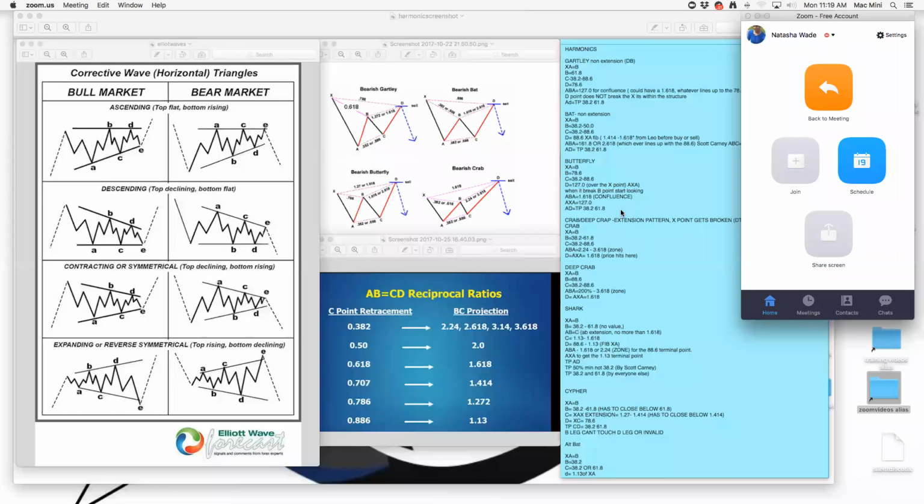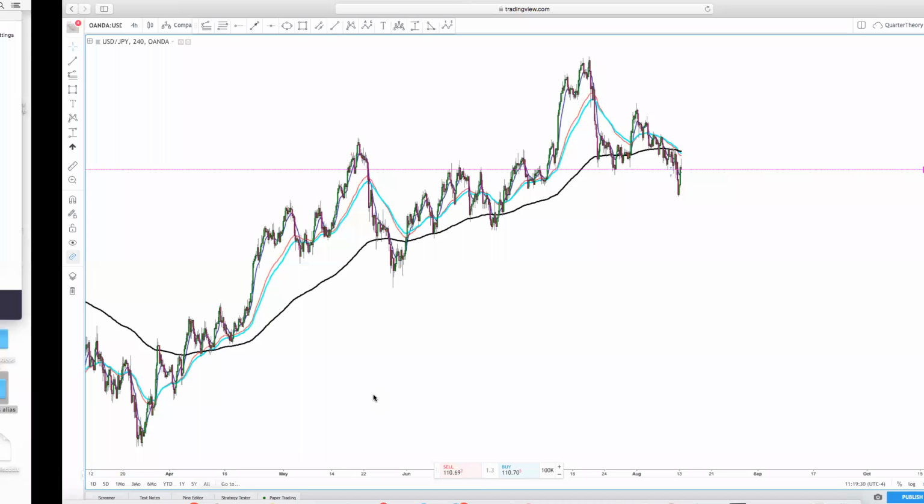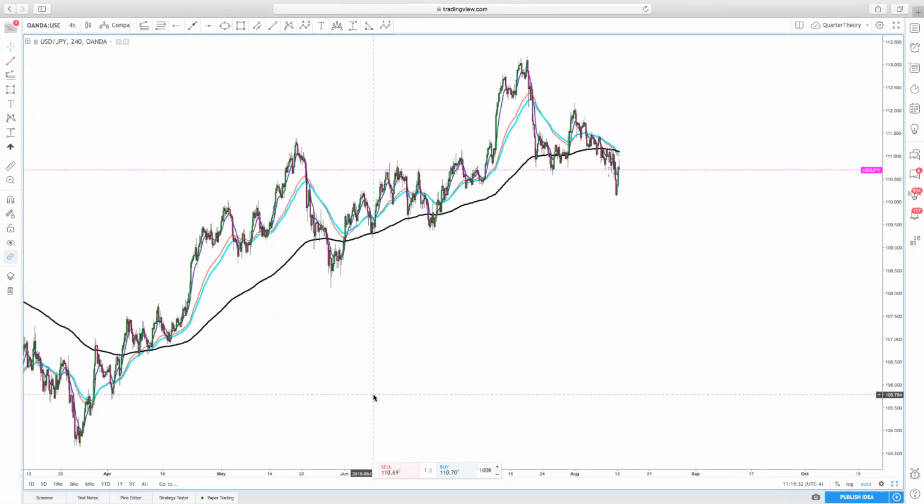Just going to do a quick capture on, I think I'm going to do a butterfly. I'm looking at the USD JPY 4-hour chart again, real quick. Just remember these numbers, write them down. Sometimes you can see them visually, sometimes you can write them down as you hear them from me.